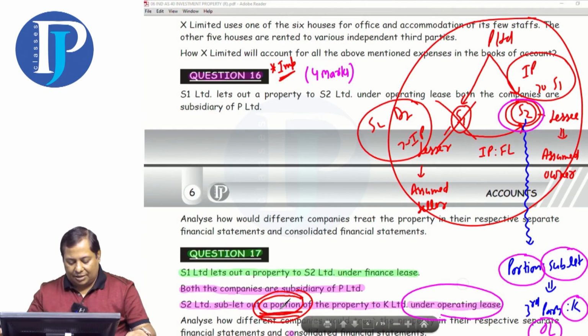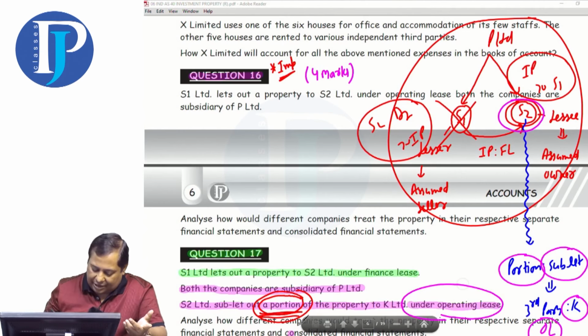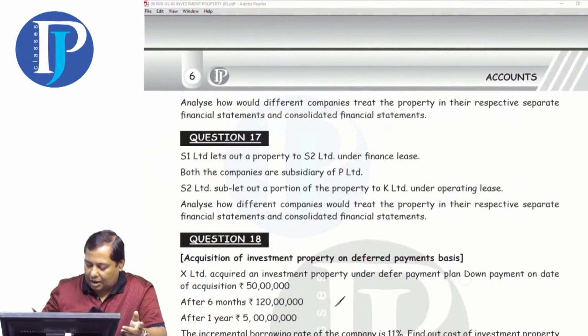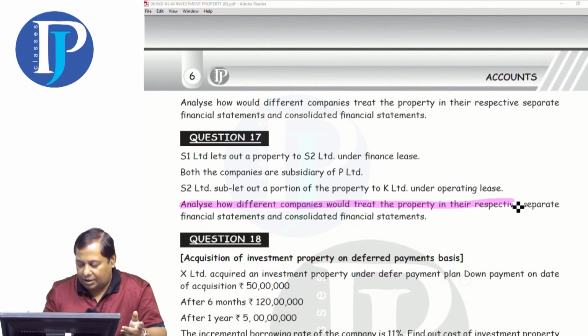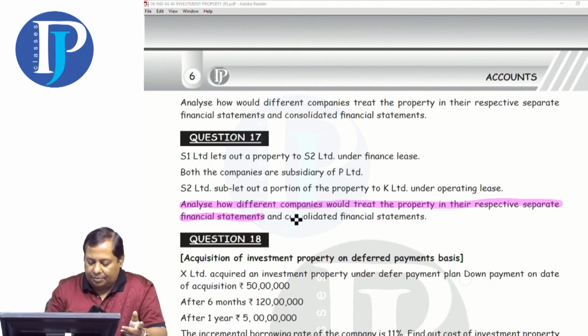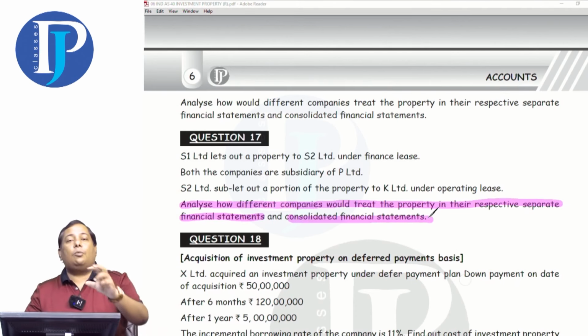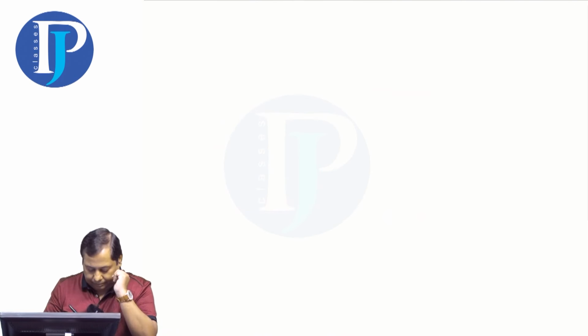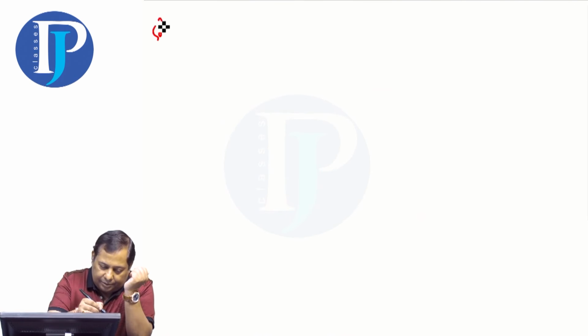What a lovely question. What's in the question? The question will say the same thing. Analyze how different companies would treat property in their respective separate financial statements, SFS and CFS. You have to explain the point of view. Write the solution.